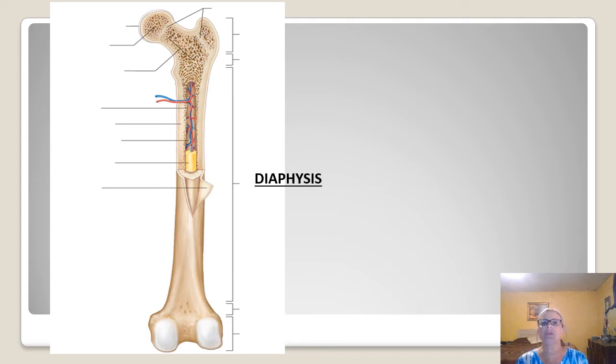So the diaphysis is the shaft of the bone, and you can see that portion here. From here to here, that is the diaphysis. This lies between the epiphyses. So what does epi mean? Epi means above. And of course, that's the expanded portion at each end, which is going to articulate or form a joint with another bone.